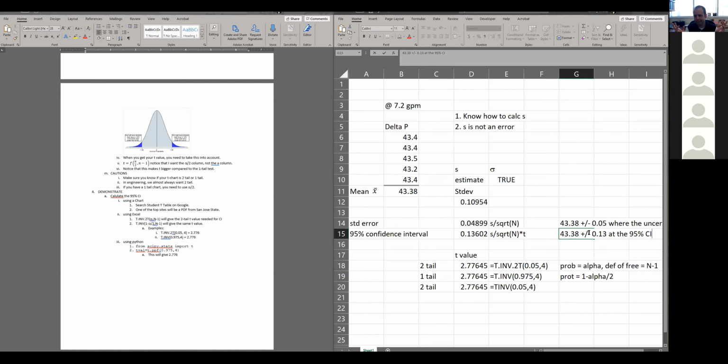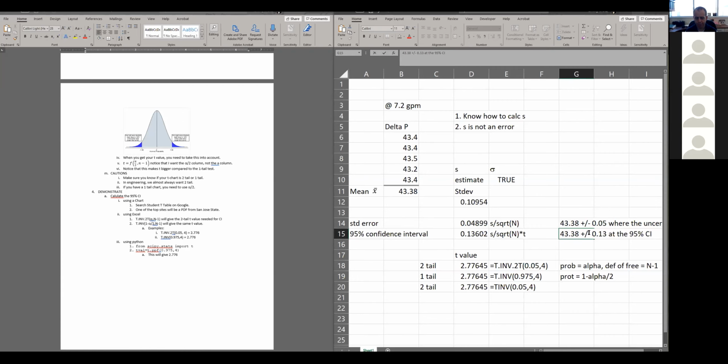So you'd say something like that. My average pressure drop at 7.2 gallons per minute is 43.38 plus or minus 0.13 at the 95% confidence limit, or confidence interval, where the uncertainty is the confidence interval.